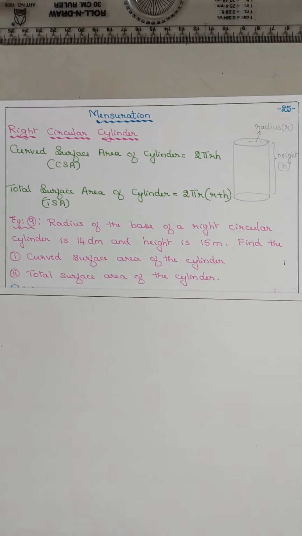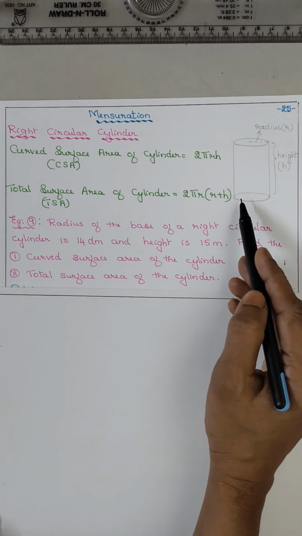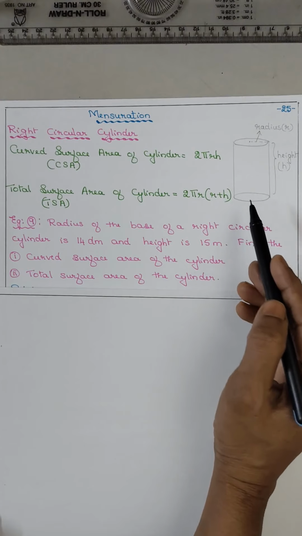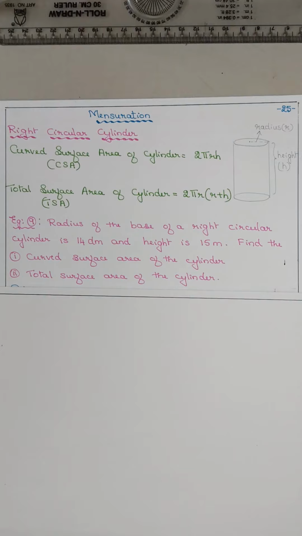Today we will discuss the right circular cylinder. Now what is a right circular cylinder? It is a cylinder with the base and the top of equal radius. The top and the bottom are both circles, isn't it? So that is equal. Then we say it is a right circular cylinder.